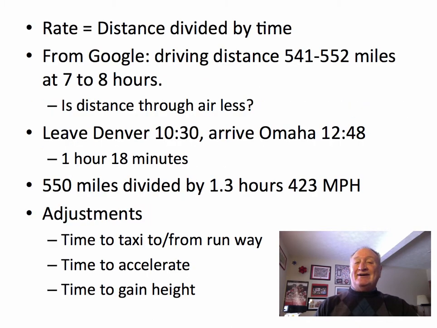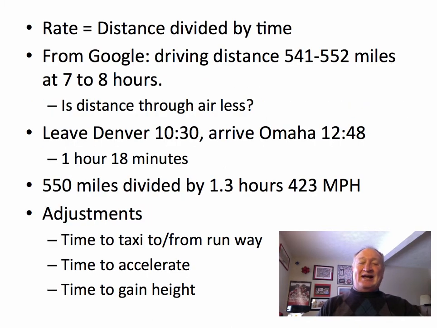From Google, and being a math teacher, I think that we're looking at maybe a distance, rate, time problem. Google says the driving distance is 541 to 552 miles as a car goes. Right now, the distance is less through the air. We left Denver at 10:30 and arrived at Omaha at 12:48. We have an hour time difference, so it's 1 hour and 18 minutes. 550 miles divided by 1.3 hours is 423 miles per hour, which is a little bit below the range that they had calculated.